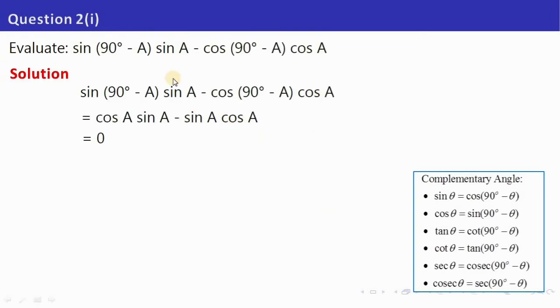Okay, so the next one is pretty simple and direct. We need to evaluate this. See, this is sine(90 minus theta), right? So sine(90 minus theta) is how much? This is cos theta. So instead of this I have written cos theta here. And similarly, minus cos(90 minus theta) is how much? Cos(90 minus theta) is sine theta. So instead of this I have written sine theta, that is sine A. So when you rearrange it, you'll get sine A cos A minus sine A cos A. Both mean the same, so we'll get 0 as our answer. So you may pause the video to note down this as well.